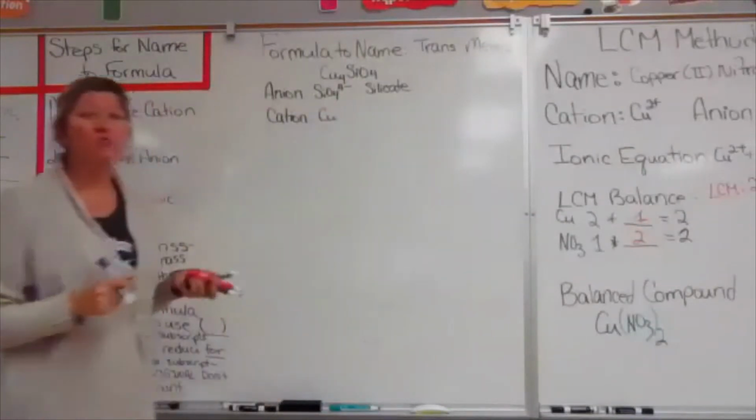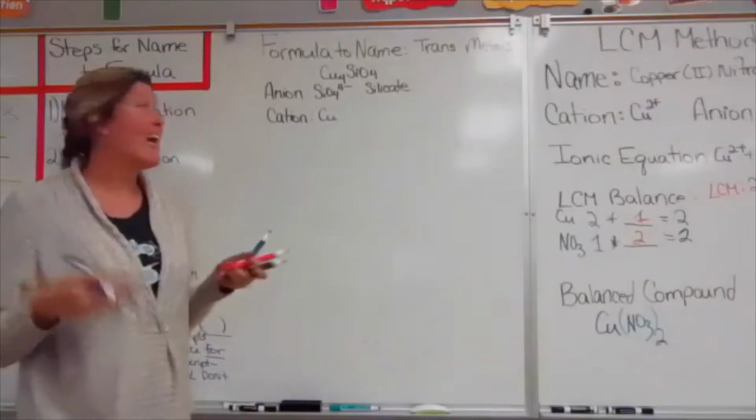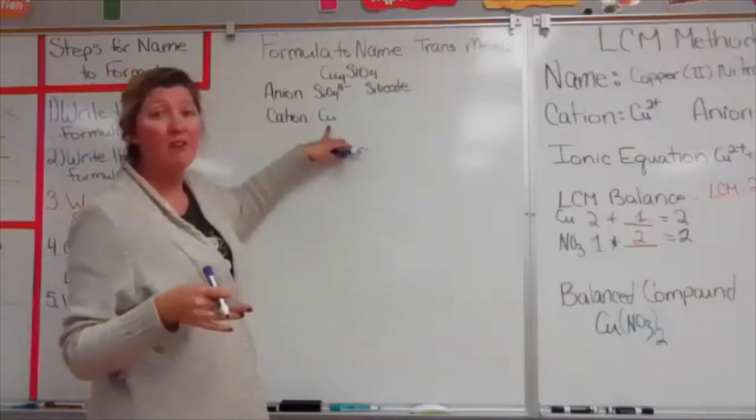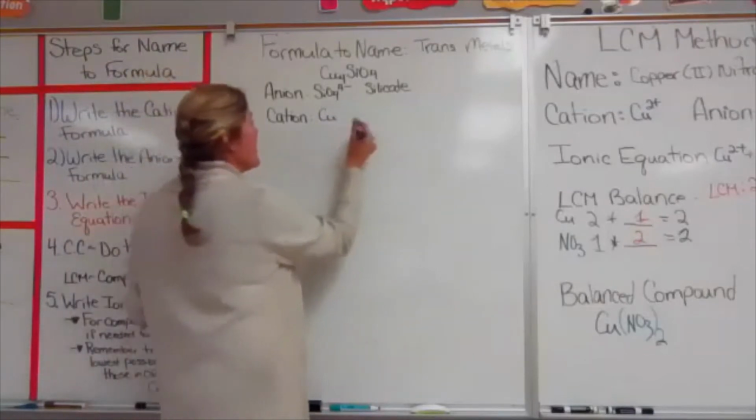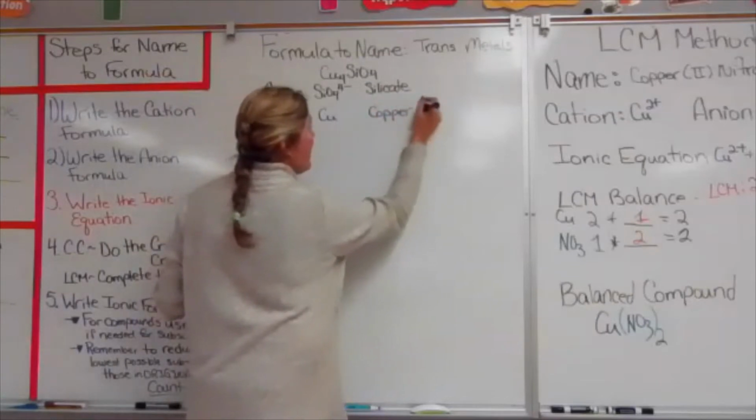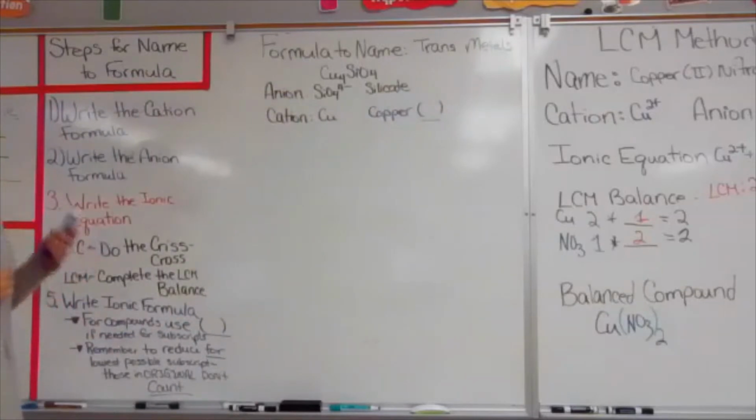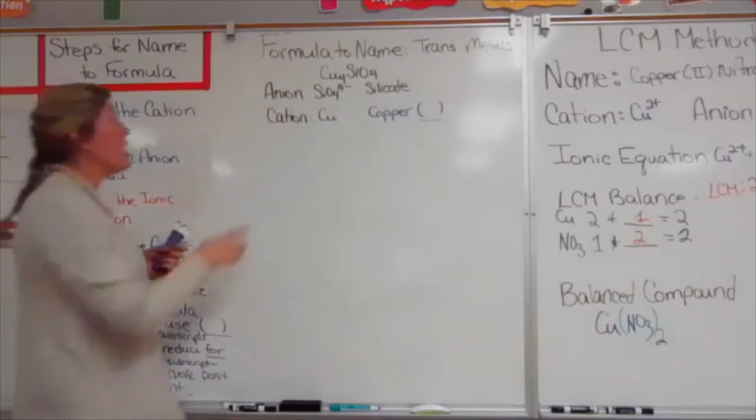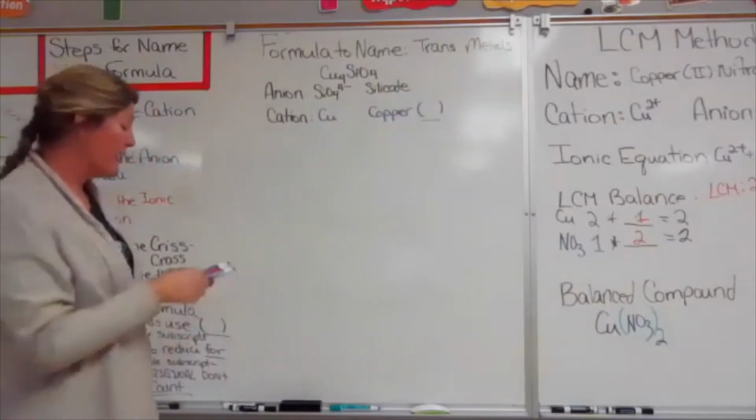We don't know the charge because Cu is a transition metal, and you have to know that it has multiple oxidation states. But we can know that the Cu is written as copper. We are just missing what's going to be in the parentheses. That's your Roman numerals. So from here, you can go ahead and make your LCM chart.